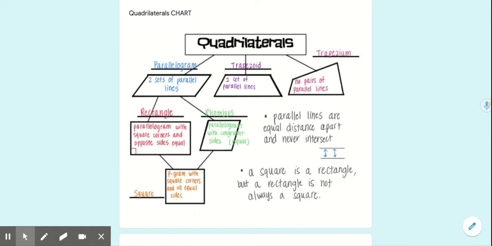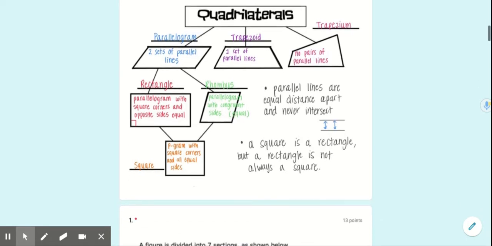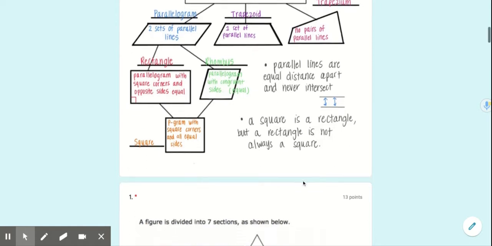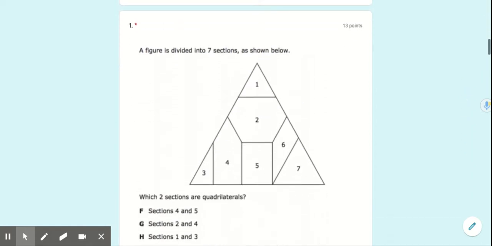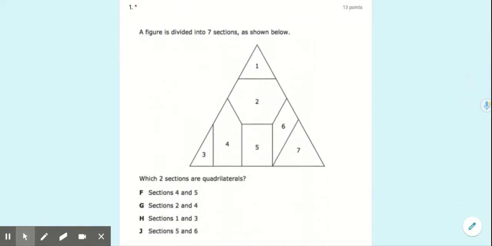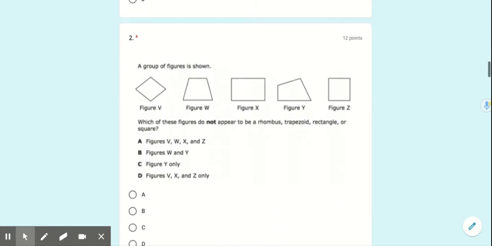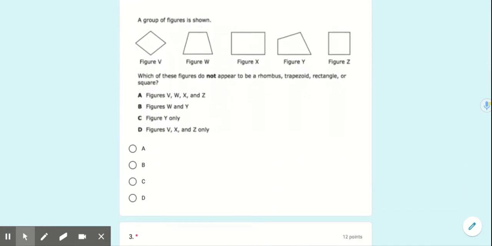Parallel lines are equal distance apart and never intersect. A square is a rectangle, but a rectangle is not always a square. Number 1. A figure is divided into 7 sections as shown below. Which sections are quadrilaterals? F, section 4 and 5. G, section 2 and 4. H, section 1 and 3. J, section 5 and 6.